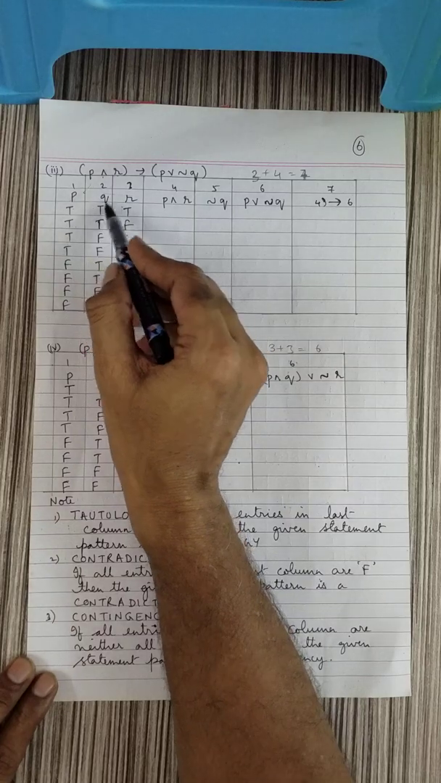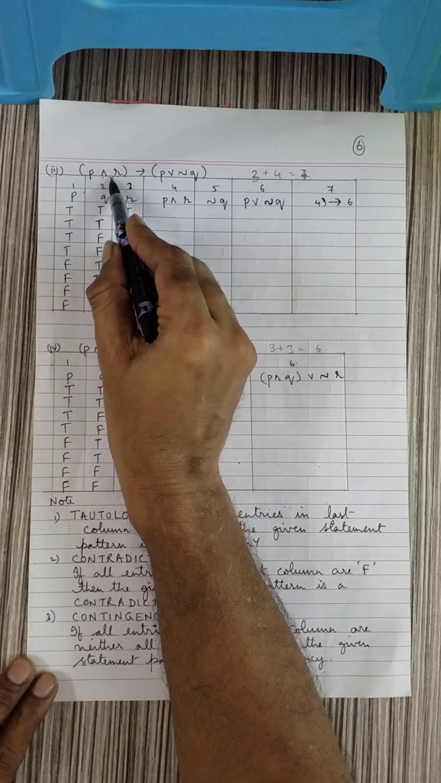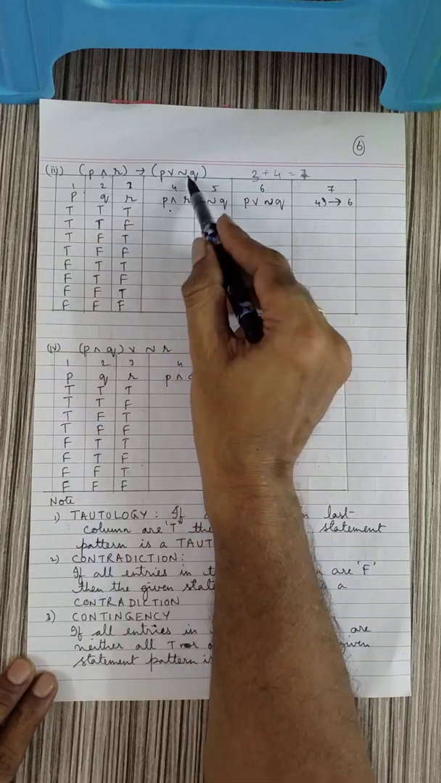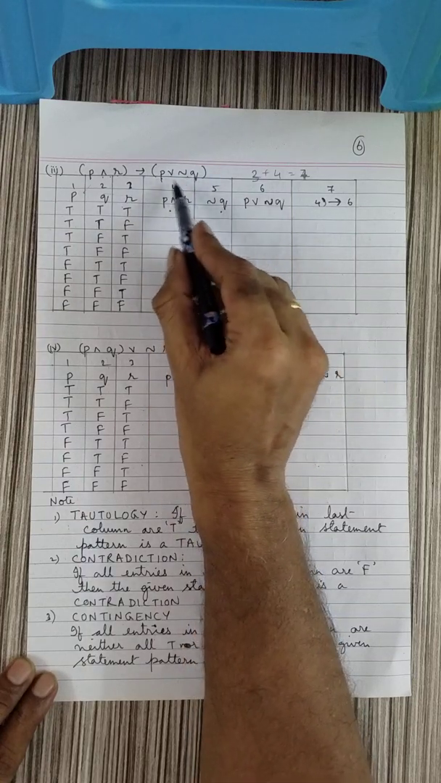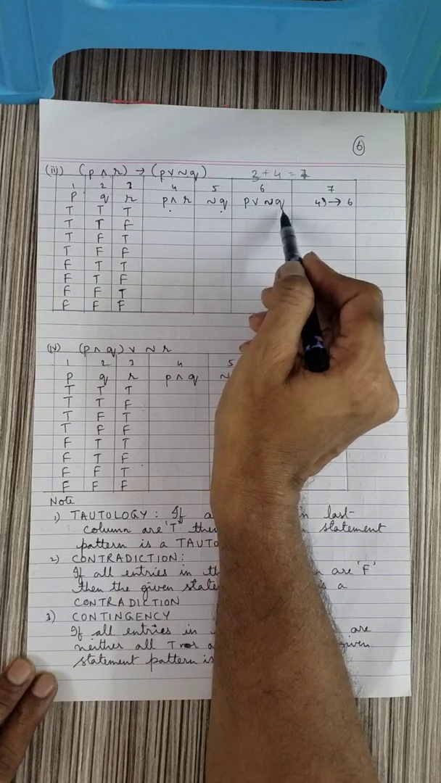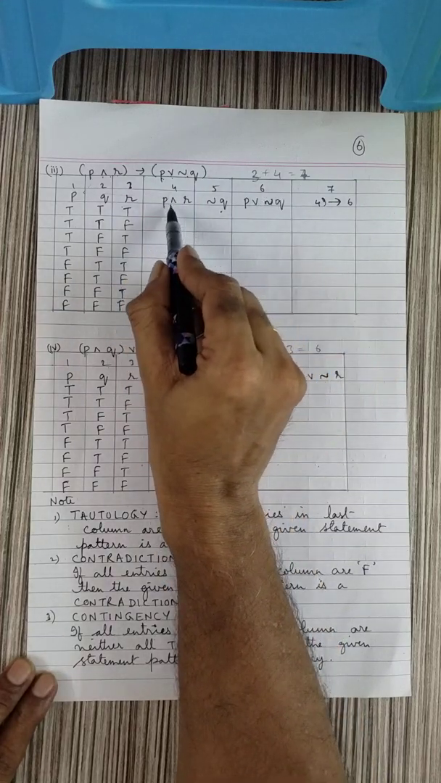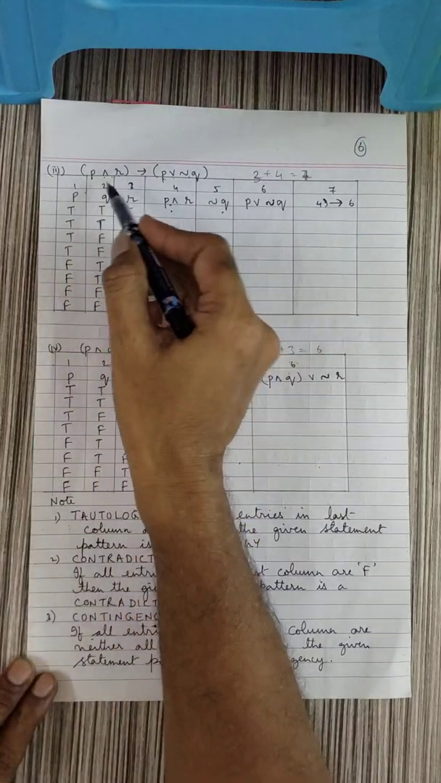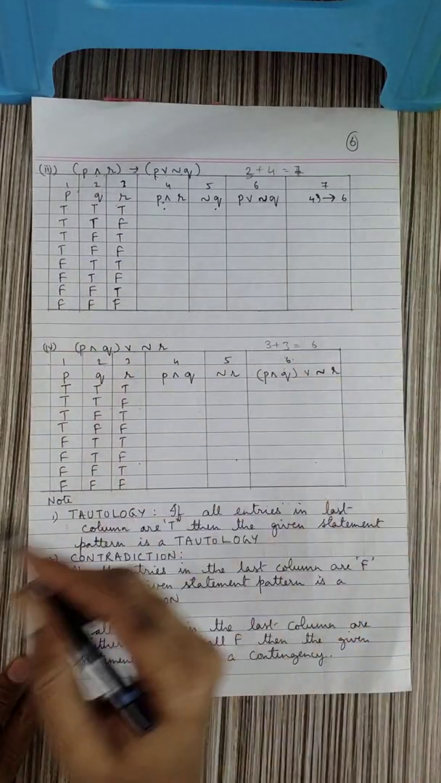So if you see P, Q and R, we have to write P and R. Then here you need negation of Q. Then we need P or negation of Q. And finally we have an implies between these two, 4 implies 6. So first you have to write all this, and now we have to apply the rules.